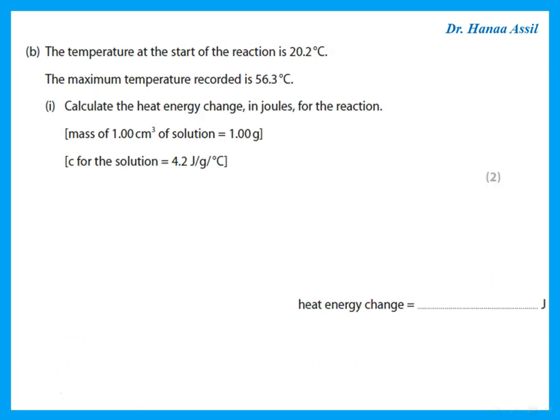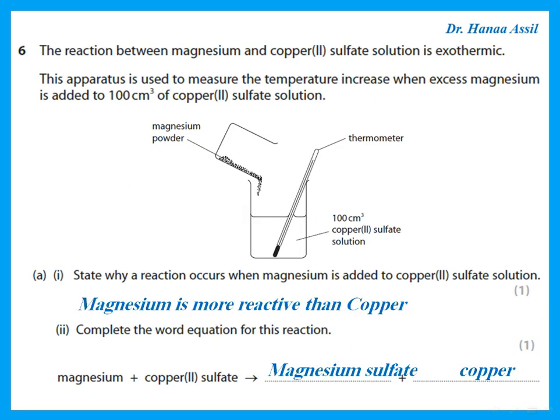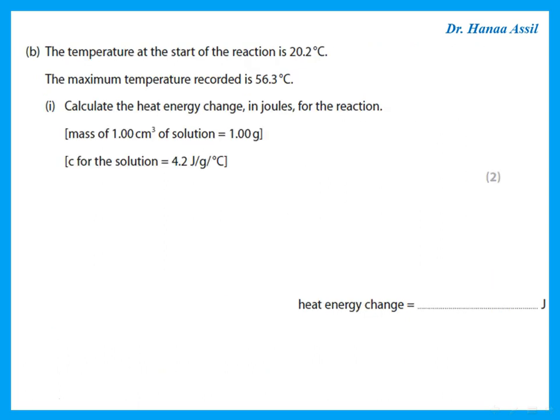The temperature at the start of the reaction is 20.2 degrees Celsius. The maximum temperature recorded, so the temperature went up to 56.3. Calculate the heat energy change. How do we calculate heat energy change? Remember that heat energy change is Q. Q is equal to mc delta T. You should know this equation. M is the mass of the solution. Remember, he used how much solution? If we go back here, he used 100 centimeter cubed of copper sulfate solution.